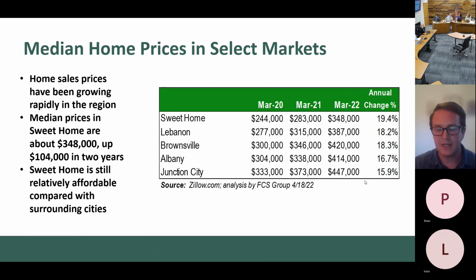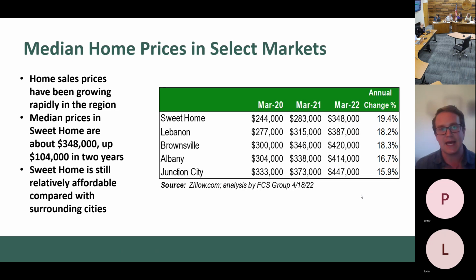And it's pretty tough sledding right now. As you can see here, Sweet Home has added, this is median home prices, right? So just the median home price throughout the city over the last 3-4 years now. Between March of 2020 and March of 2022, we've seen about $100,000 in median home value increase. That being an annual change of about 19.4% over those years.